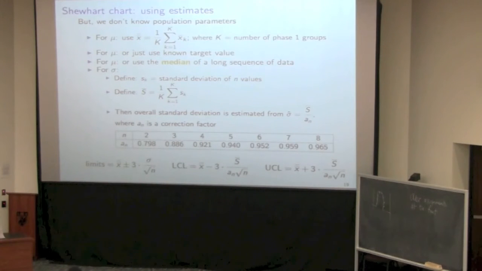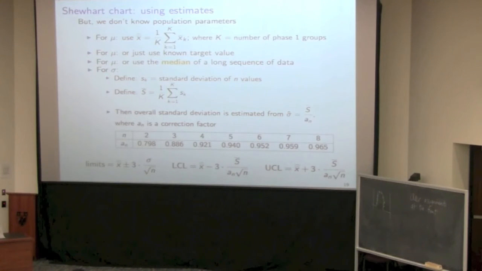A really easy one to replace mu with is often the target. Certain variables on the process have set points or targets that are naturally specified, so you can use that for mu. Or you could take a whole long period of data, and provided the process is producing mostly good products, the median of that long sequence of data will be an adequate guess for mu.